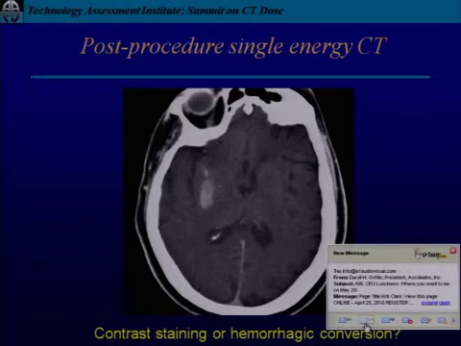Now the question is: is this hyperdensity on the single energy CT hemorrhagic conversion of the infarct, or is it staining of contrast? Okay, and that's a very important question because there's a stent now in place. You want to anticoagulate this patient. But if there's hemorrhagic conversion, you don't want to anticoagulate this patient.